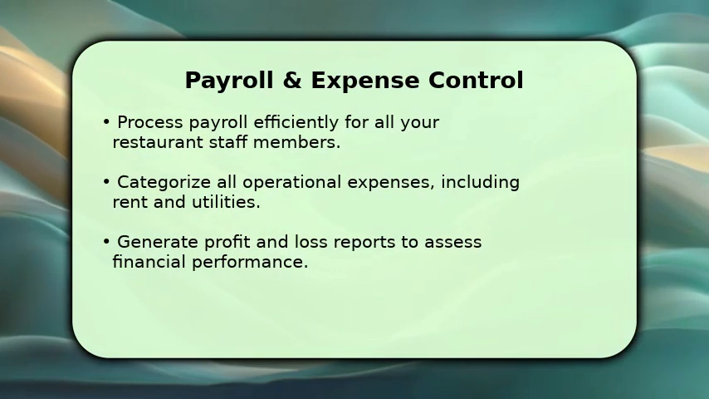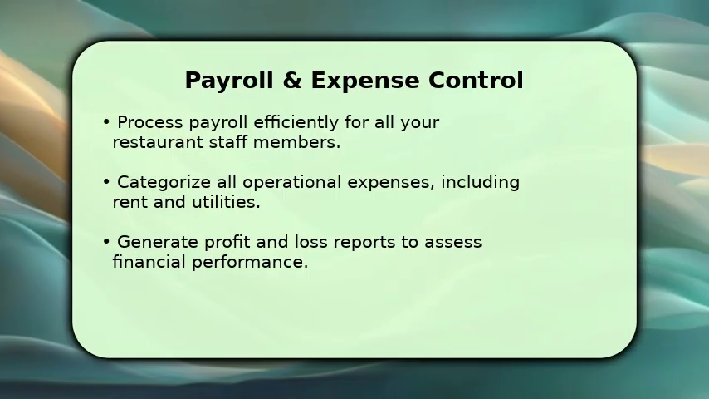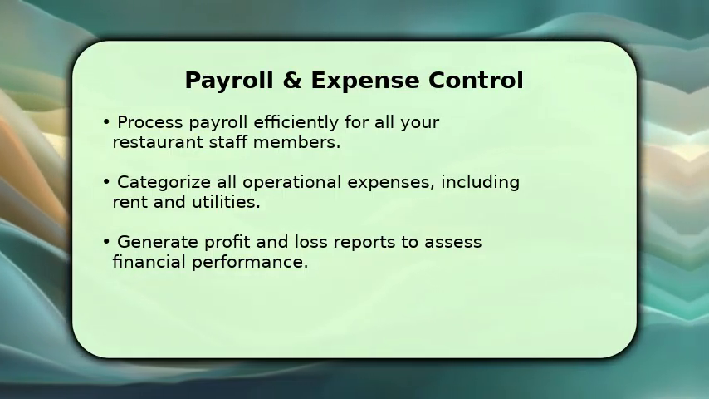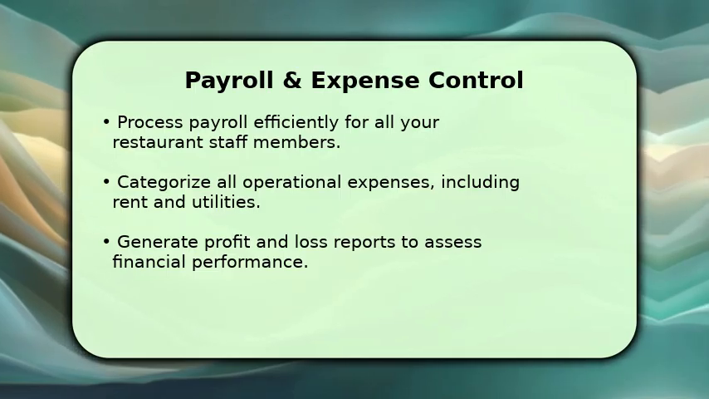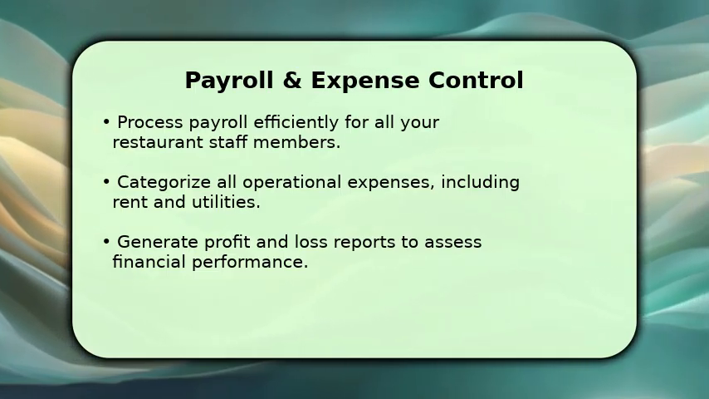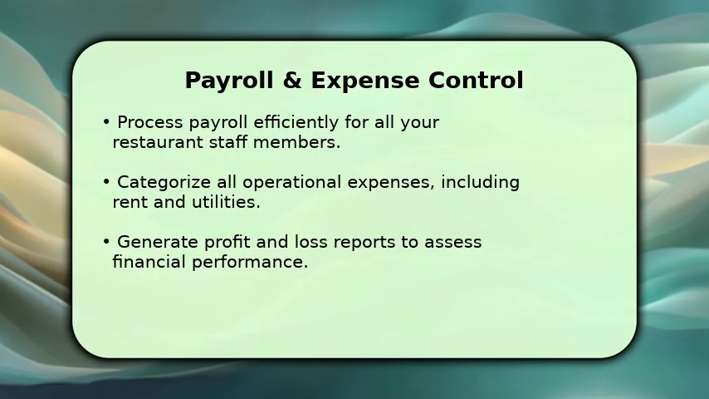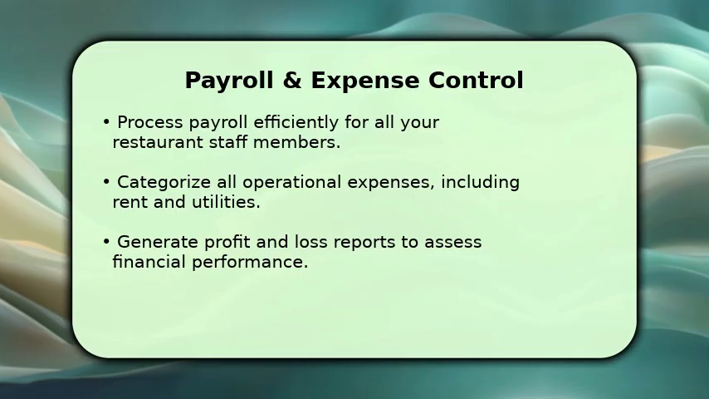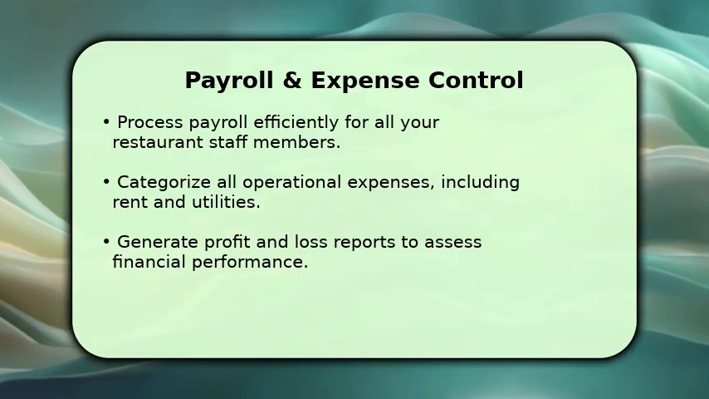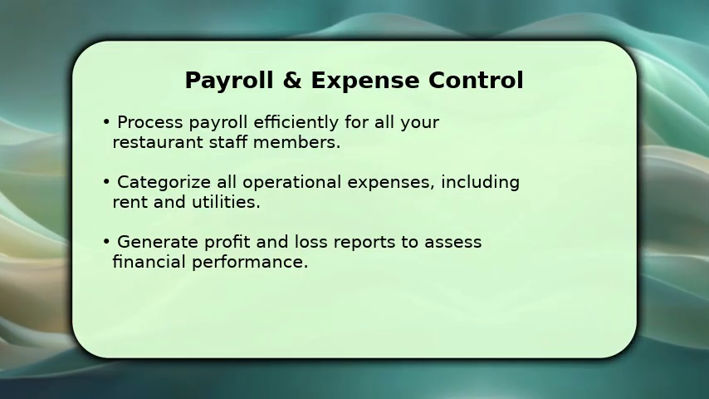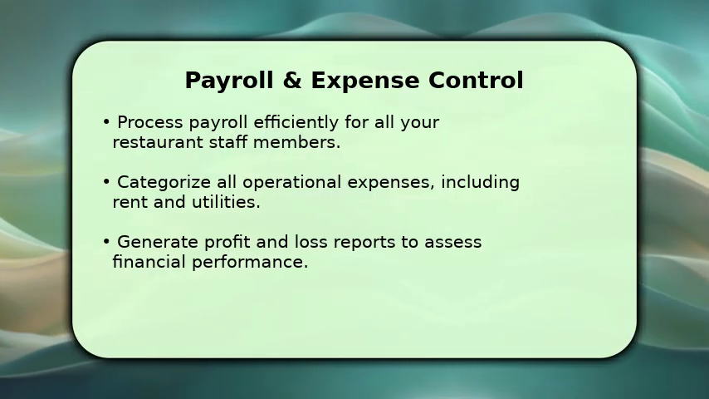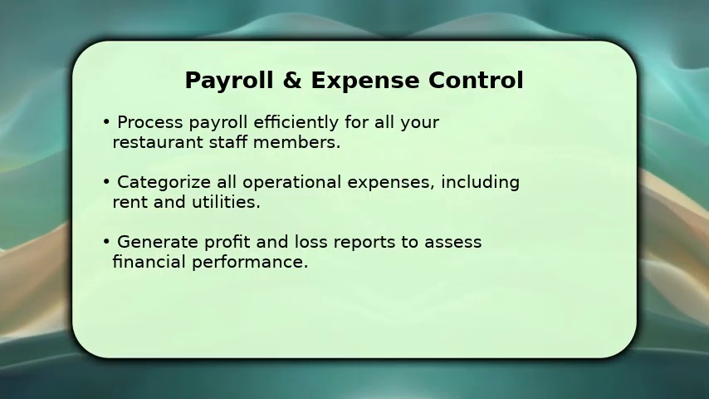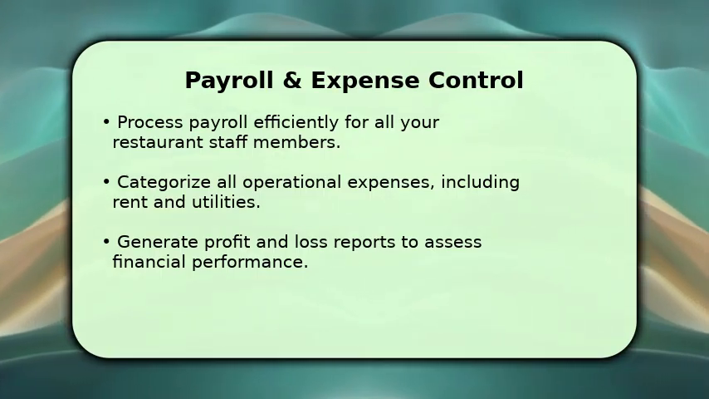Moving on to payroll and expenses, QuickBooks streamlines these essential tasks. You can easily process payroll for your entire team, ensuring everyone is paid accurately and on time. Make sure to categorize every operational expense, from your monthly rent to utility bills, for a clear financial picture. Regularly generating profit and loss reports will give you vital insights into your restaurant's financial health, helping you identify areas for improvement and growth. This keeps your books tidy and compliant.